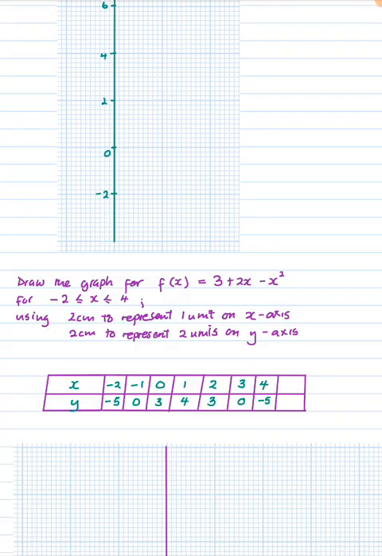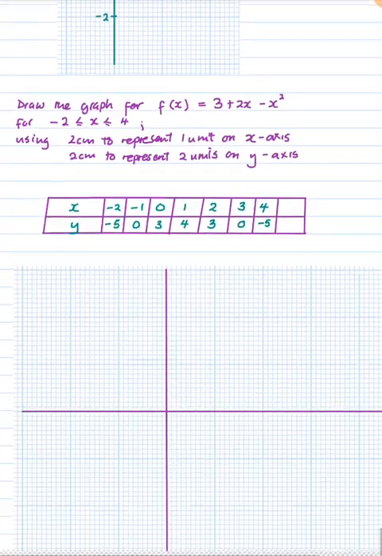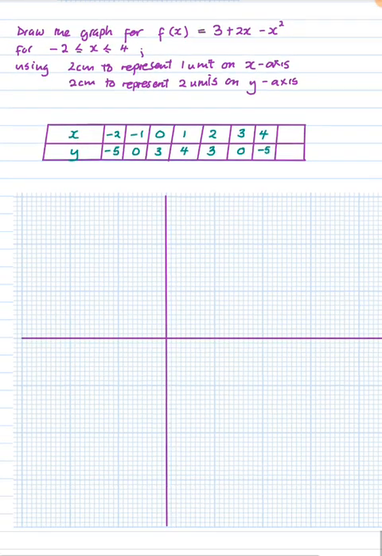Then what remains now is to draw that as a graph or a function. So to draw this function, we are asked to draw the graph for f of x is equal to 3 plus 2x minus x squared, for minus 2 less than or equal to x less than or equal to 4.